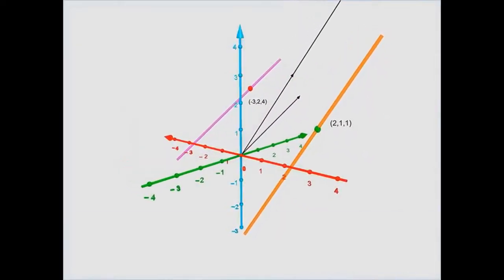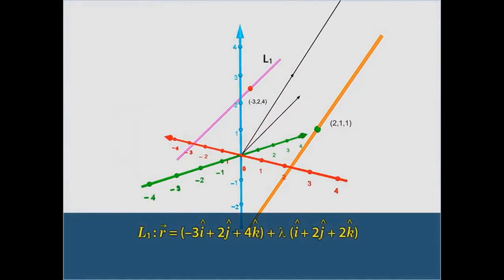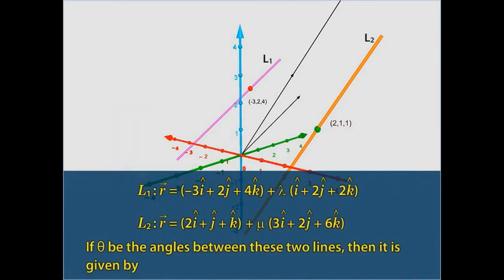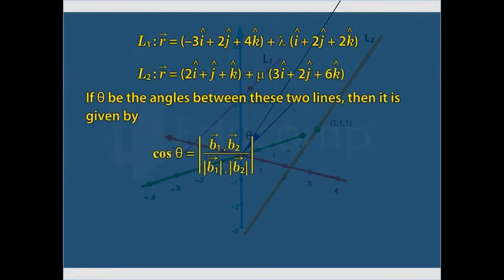Example. L1: vector R equals minus 3 cap I plus 2 cap J plus 4 cap K plus lambda into cap I plus 2 cap J plus 2 cap K. L2: vector R equals 2 cap I plus cap J plus cap K plus mu into 3 cap I plus 2 cap J plus 6 cap K. If theta be the angle between these two lines, then it is given by cos theta equals mod of vector b1 dot vector b2 divided by mod of vector b1 into mod of vector b2.